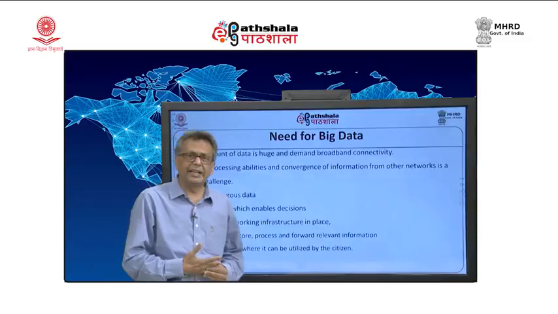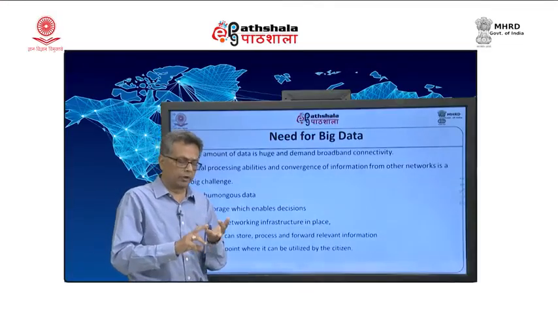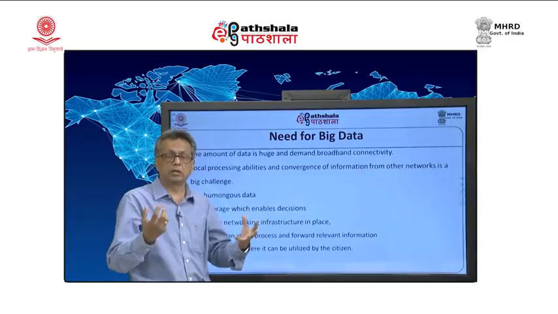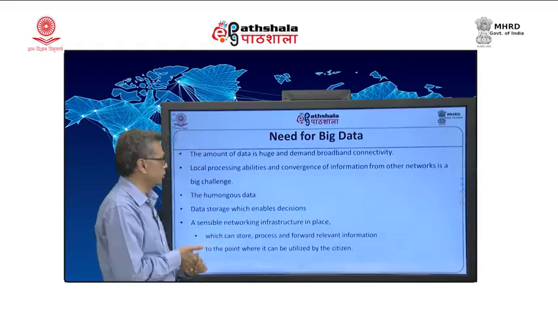And I have told you that there is a need for big data. Why? The amount of data is huge and demands broadband connectivity. So, some authors who have written papers say that 5G is the technology for IoT. Local processing abilities and convergence of information from other networks is a big challenge. For example, if there is an accident somewhere, you need to inform the police, you need to inform the hospital, you need to inform your insurance agency and all that. So, these different networks in a smart city case have to be handled automatically. So, you need to actually talk to other networks as well.